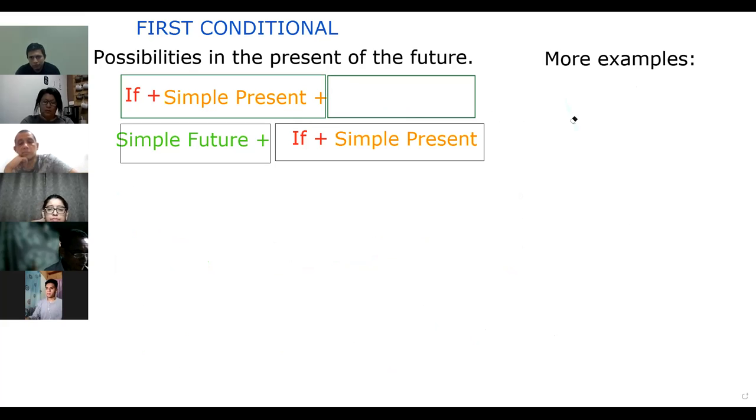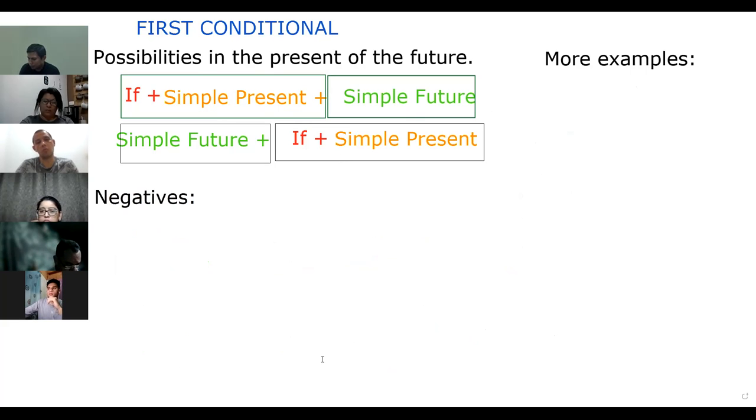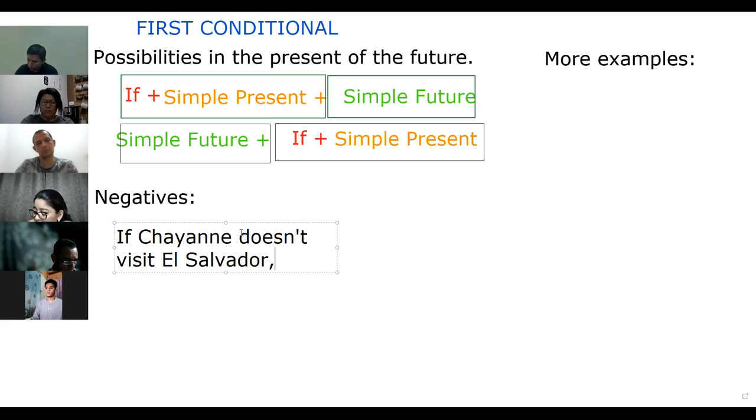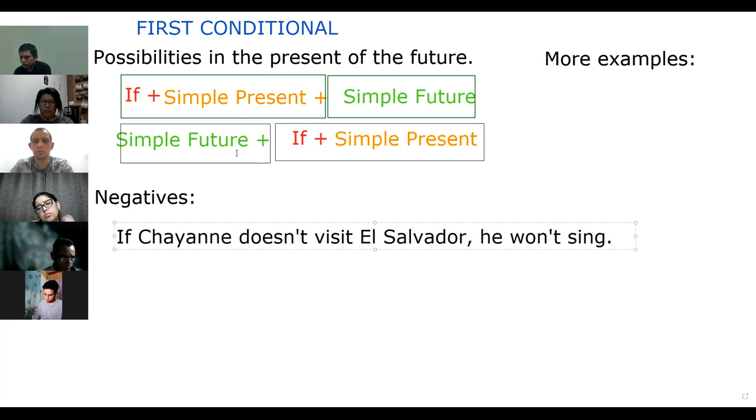So, there's something else that I wanted to mention, guys. Negatives. So, what if we're talking negatives? It is the same thing, guys. The if clause plus simple present plus simple future, or simple future plus the if clause plus simple present. But the only difference, guys, is that you can say, for example, if I don't, if Cheyenne doesn't visit El Salvador, comma. Now, you can use, guys, positive, negative, or negative and positive, okay? You can say he will sing, so this means that he will sing in another country, right? Or he won't sing, okay? So basically, guys, it's simple future and simple present negative.